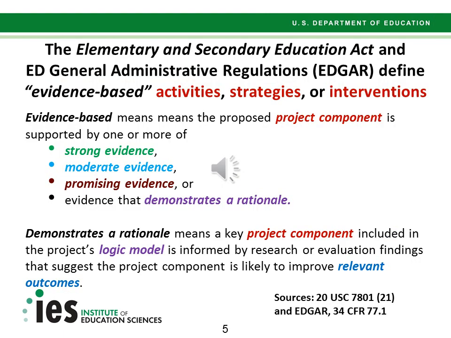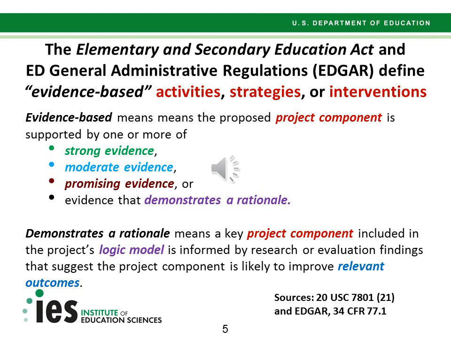Both the Elementary and Secondary Education Act, as amended by the Every Student Succeeds Act in December 2015, and the Department's General Administrative Regulations, as updated in July 2017, define evidence-based activities, strategies, or interventions. In the context of federal education law and regulations, evidence-based means the proposed project component is supported by one or more of strong evidence, moderate evidence, promising evidence, or evidence that demonstrates a rationale.